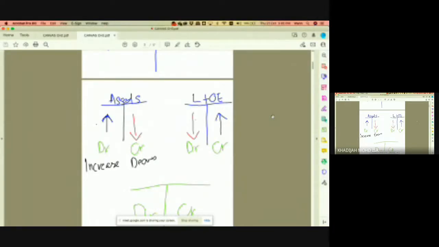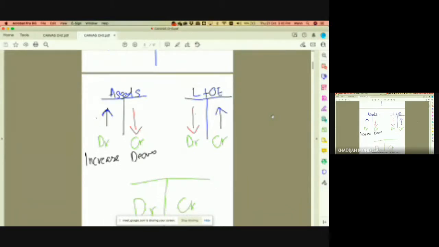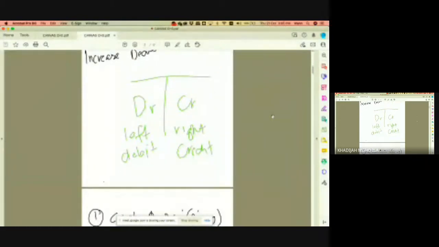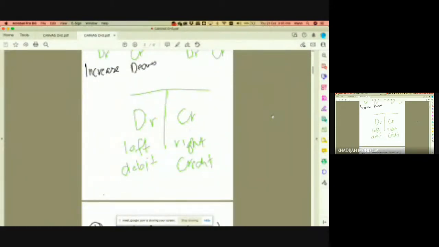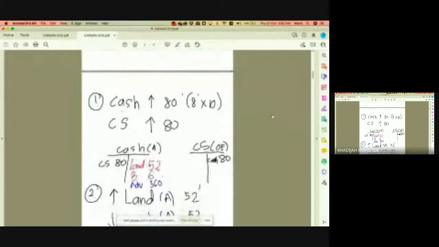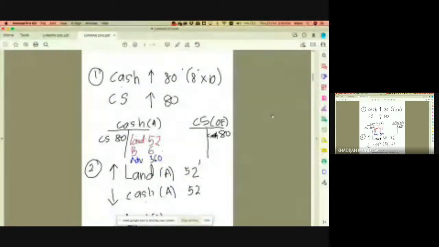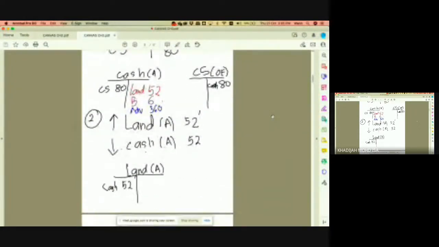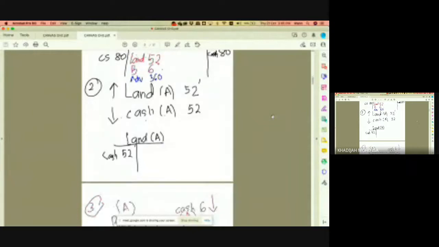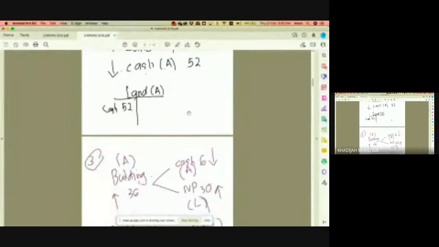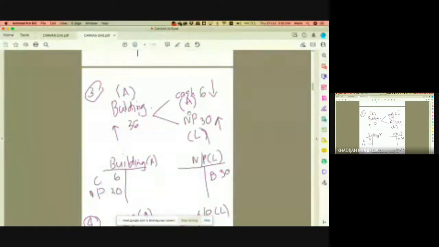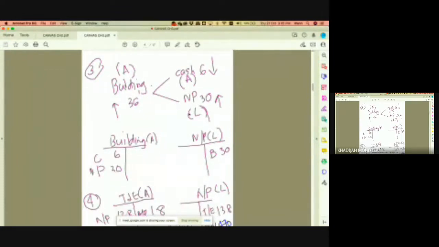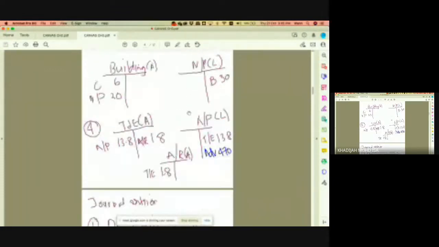But on the other side, when there's an increase, you credit. When there's a decrease, you debit the account. We always refer to debit as the left side and credit as the right side. So this is how I put it. Just now remember your cash and your capital stock, and then you purchase your land, right? So that's how it's reflected. This is actually from the example. Then you purchase your building.